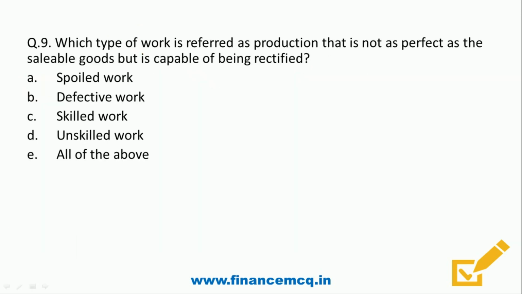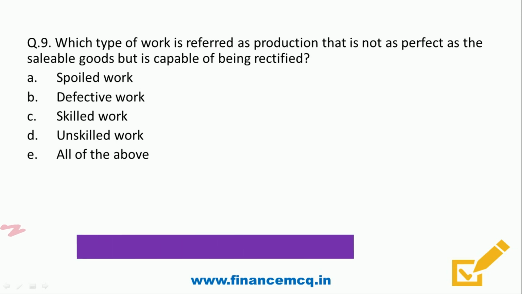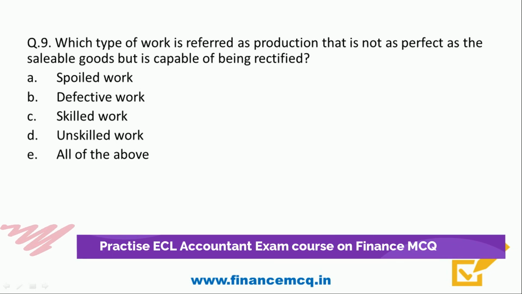Question number 9. Which type of work is referred to as production that is not as perfect as the saleable goods but is capable of being rectified? Option A spoiled work, option B defective work, option C skilled work, option D unskilled work, or option E all of the above. So yes, can you guess?